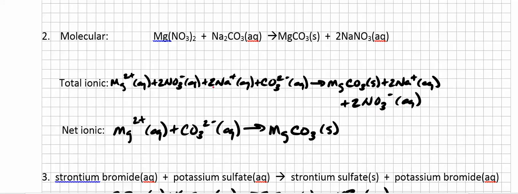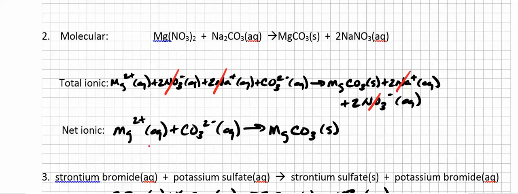So now that we've got the total ionic equation, let's separate out the spectator ions. What are they? Well, I see 2 Na pluses on this side and 2 Na pluses on that side. I see 2 NO3s on this side and 2 NO3s on that side. And so what's left is Mg2 plus and CO3 2 minus, forming the MgCO3 solid. And that then would be my net ionic equation.